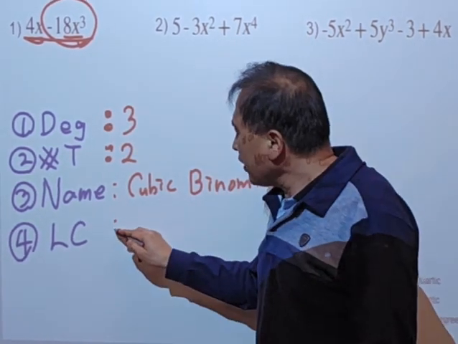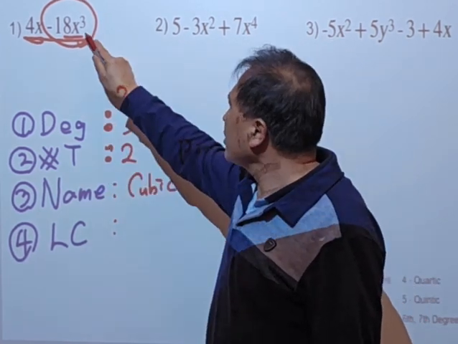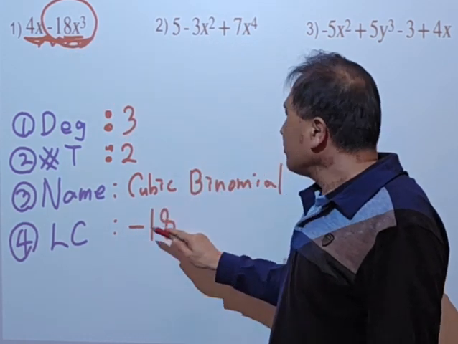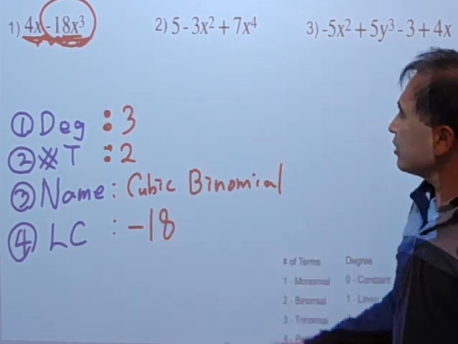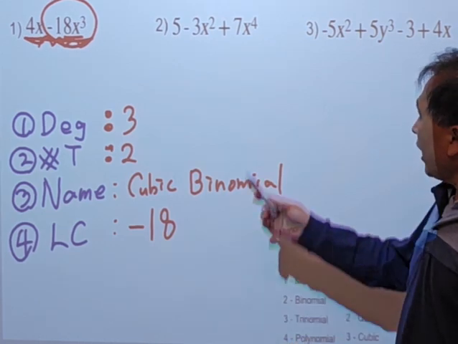And then the leading coefficient is the number in front of the leading term. So this is the leading term, and the number in front is negative 18. That's very important later because it decides the shape of the polynomial. So you can save that. Let's practice this one.